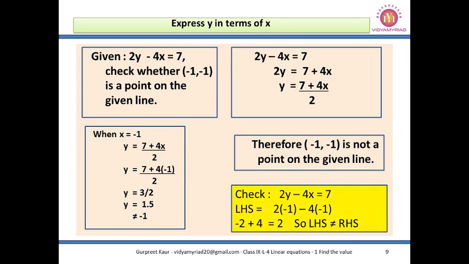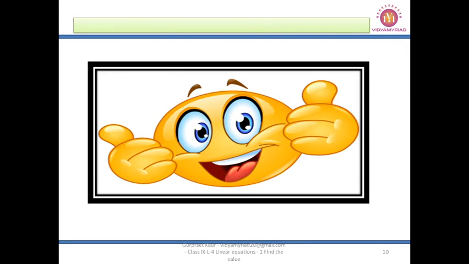So you may try this method also. We can check this with the help of putting the coordinates into the equation, the value of x and value of y. You are getting 2, the left hand side is not matching with the right hand side. So I can check it, yes, my answer is correct. They are not forming points on the given line. With this, we end over here.